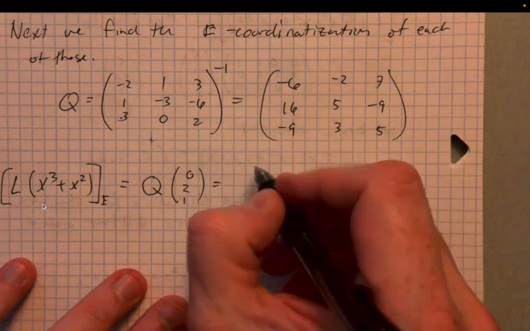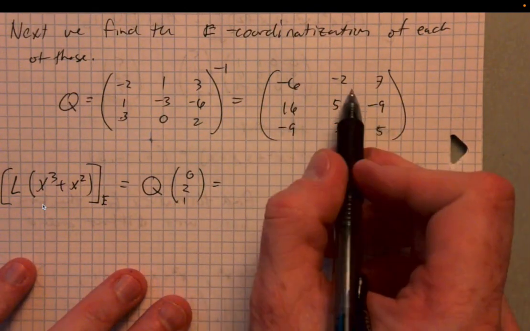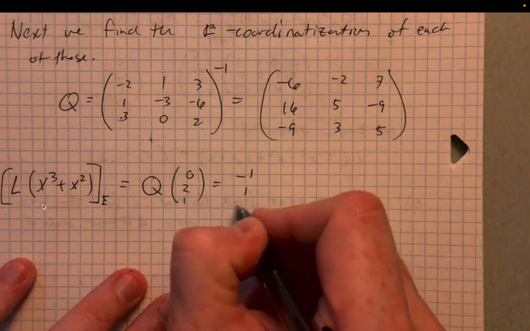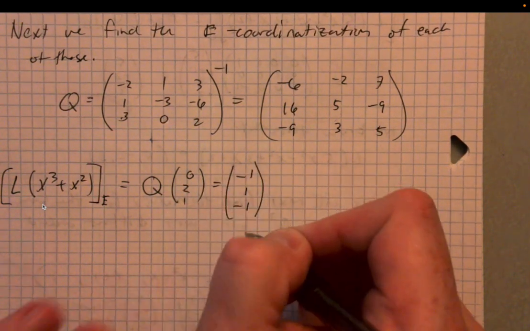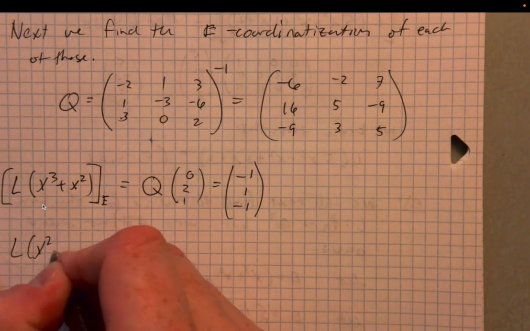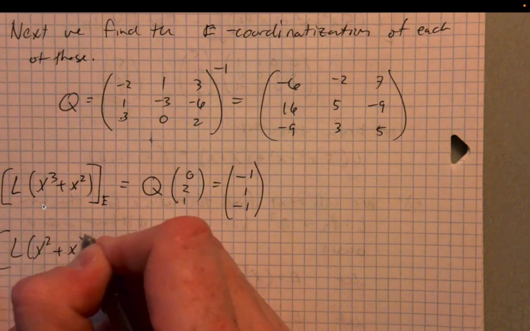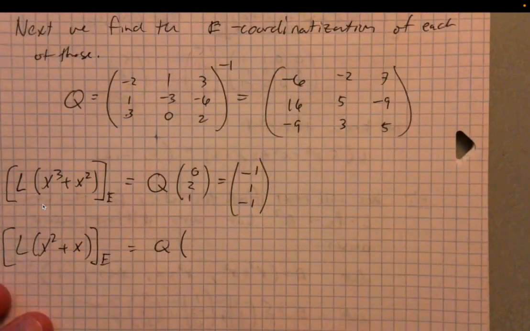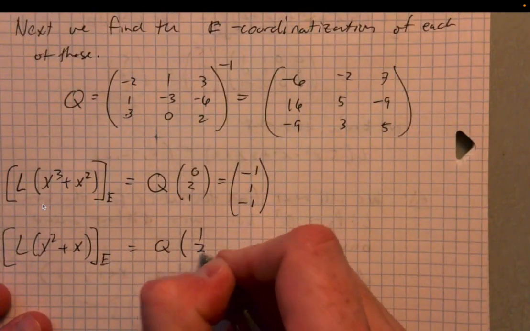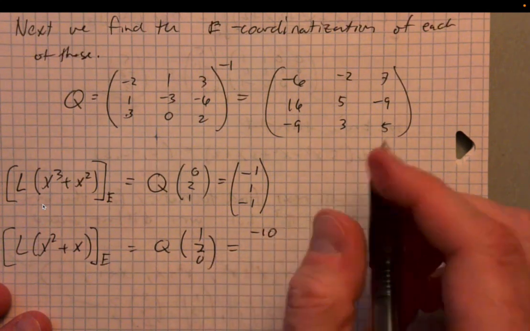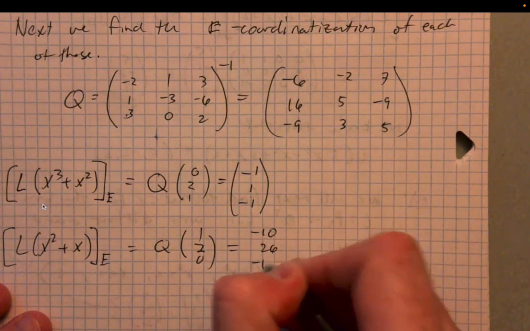Right, and so that's basically this matrix here times this 3 vector, and what do we get? We get negative 1, 1, negative 1. And I can do the same thing for the others. So L of x squared plus x coordinatized in E is equal to Q times 1, 2, 0, which is negative 10, 26, and negative 15.